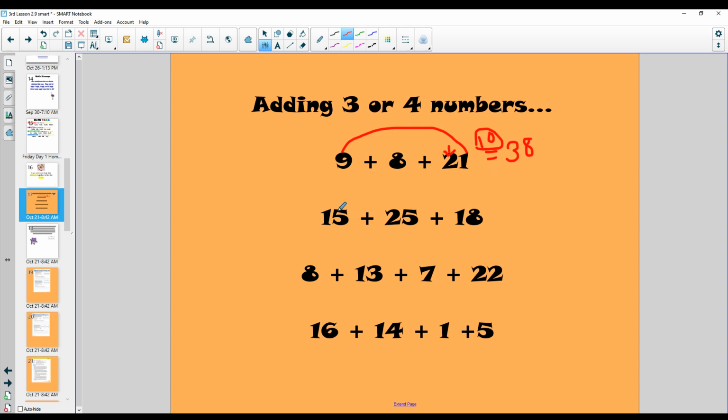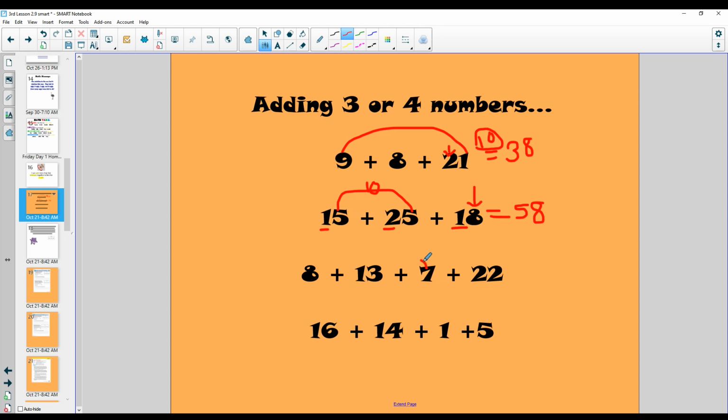Let's look down here. Here I can make another 10. 5 plus 5 gives me 10. Okay, now I can go 10, 20, 30, 40, 50, 58. Okay, do you see how to do that? That can also work when we're adding 4 addends.